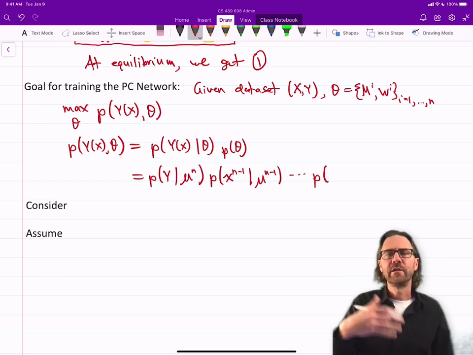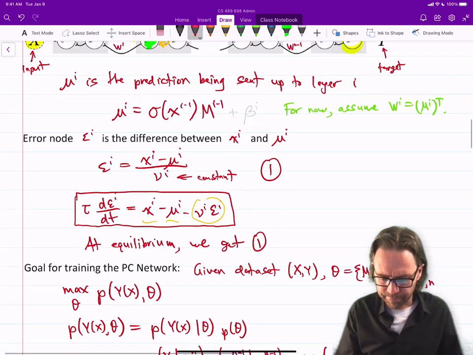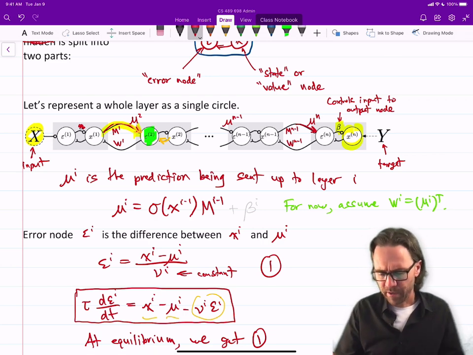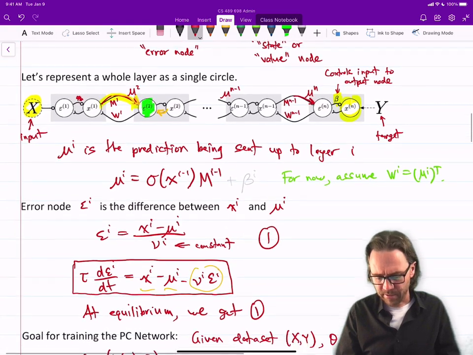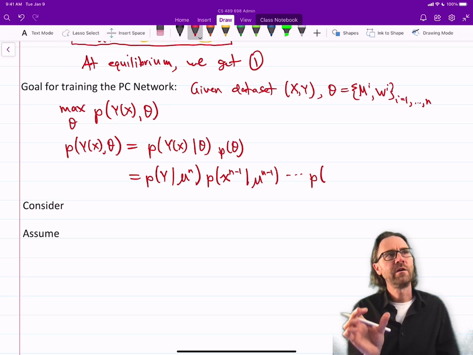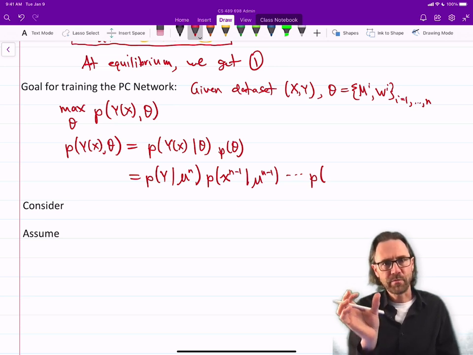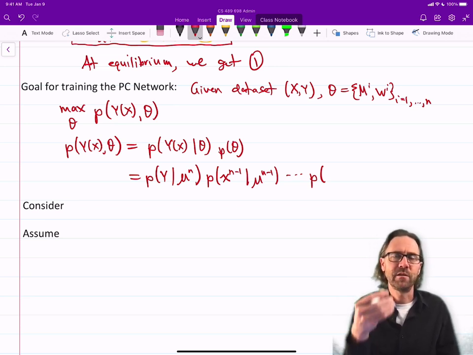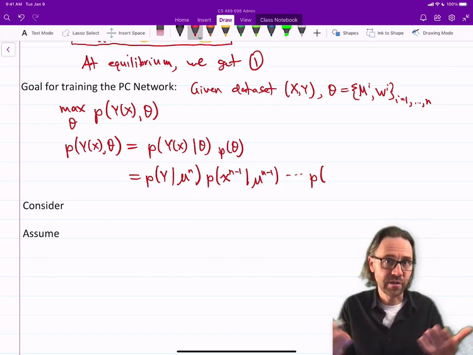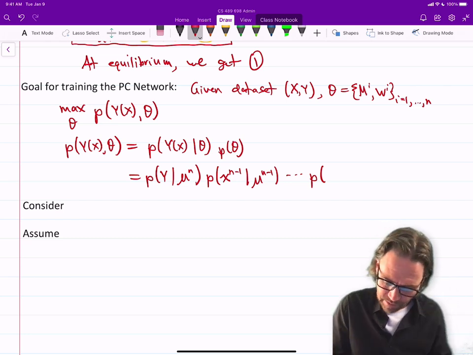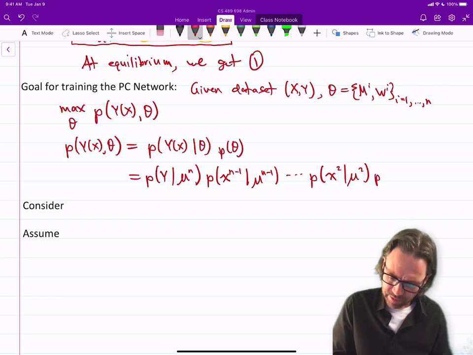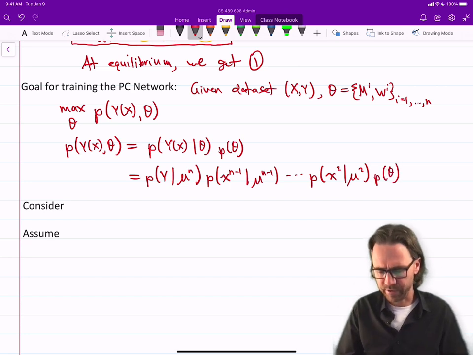So each layer basically has an actual state and has a prediction being sent up. And so we can break this probability up into a bunch of chains, and basically ask to maximize the probability of the state of each node given the prediction being sent up. So we want the predictions and the states to match, essentially. x2 given mu2, and then times the prior probability of theta. But like I said, we're not going to deal with that too much.